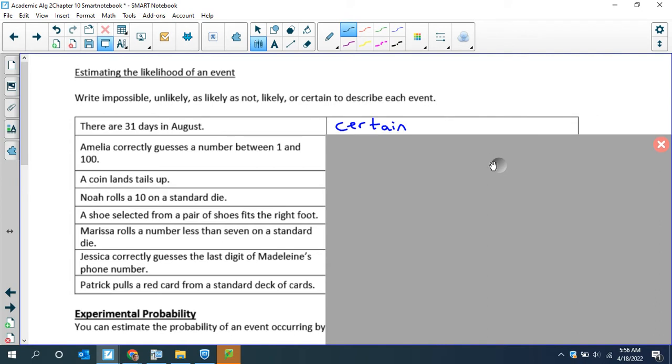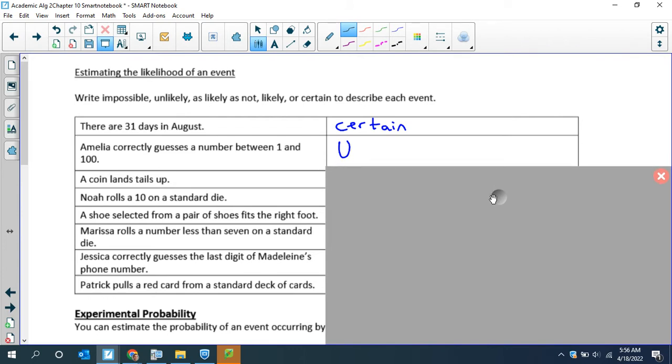Amelia correctly guesses a number between 1 and 100. So if it's a total shot in the dark, there's a chance she can get it, but it is very unlikely. So we're going to just write U for unlikely. So it's on that left side of the number line. It's not impossible, but it's unlikely.